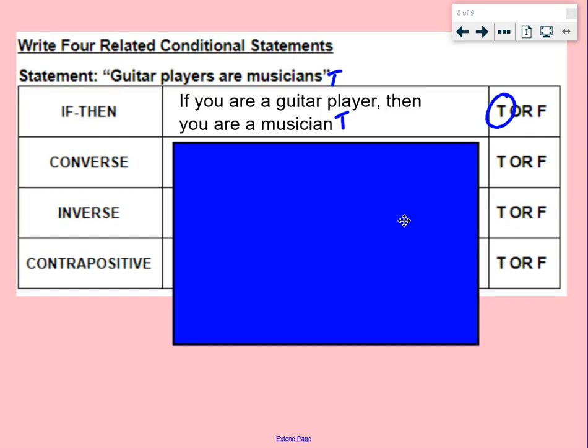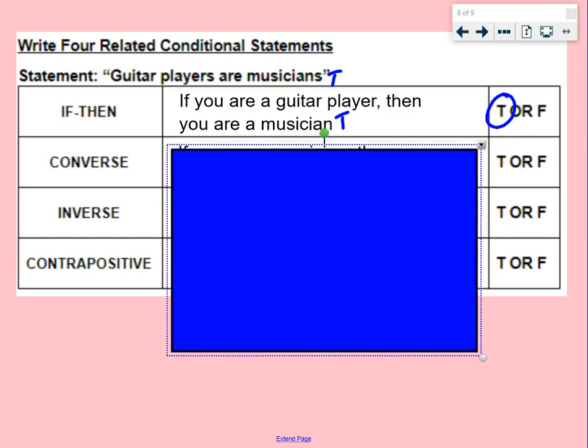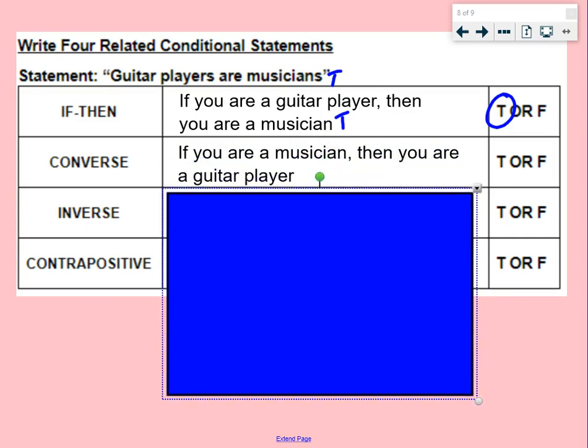Converse, so converse, you flip around your hypothesis and your conclusion. So we're flipping the if and then part. So we're taking the musician piece, putting it at the beginning. If you are a musician, then you are a guitar player. Well, if this is true, then all musicians would be guitar players, and that's not true because it's saying if you are a musician, then you play guitar. Well, no, if you're a musician, you could play the drums, you could play the clarinet, you could play the piano. So this would be a false statement.